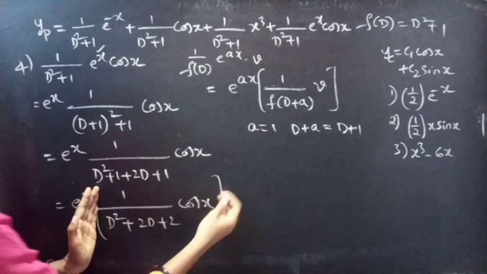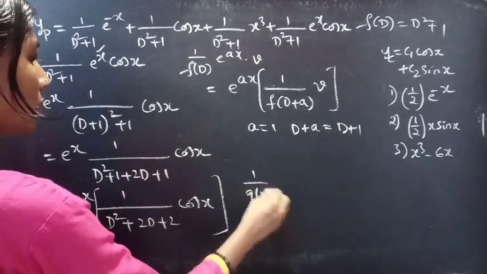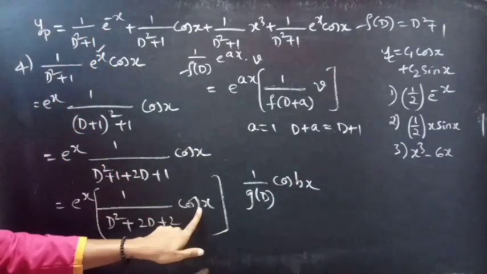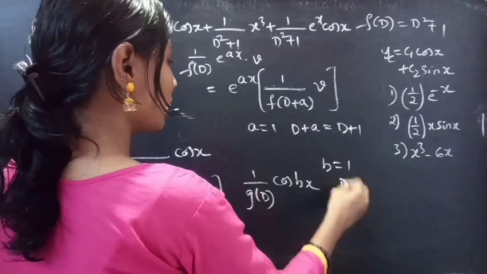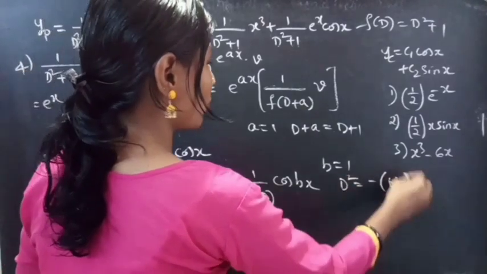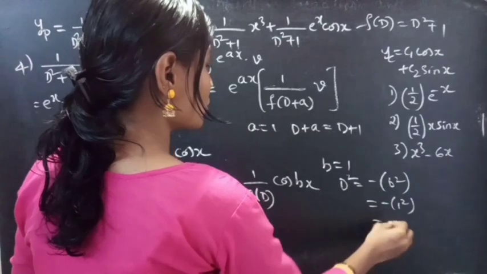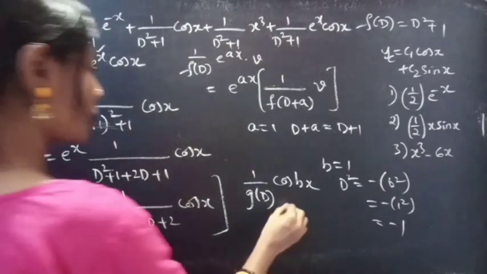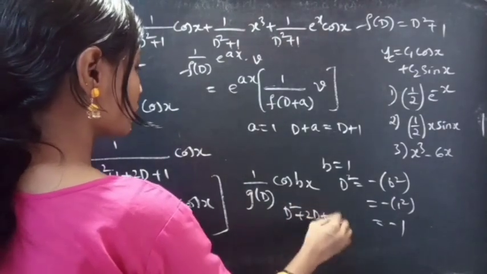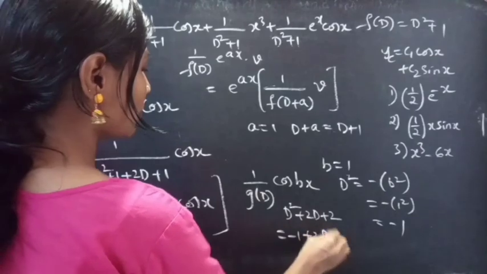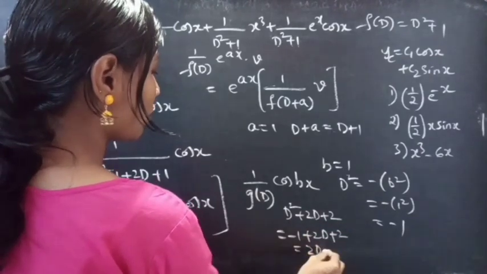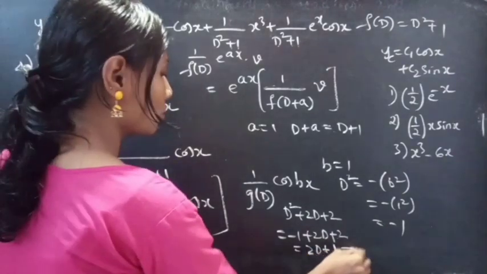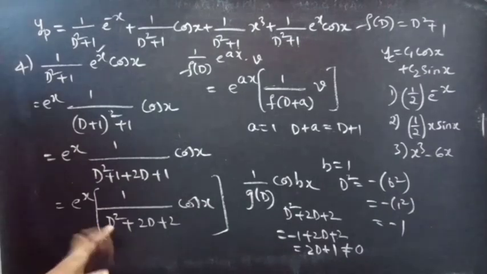Now, this is of 1 by some function of D into cos bx form. For b equals 1, we'll find D square, which is given by minus b square, which equals minus 1 square, equals minus 1. Now let's see what happens if we replace D square in the denominator. I'll take the denominator part. D square plus 2D plus 2 equals minus 1 plus 2D plus 2, which equals 2D plus 2 minus 1, that is plus 1, which is non-zero. So by replacing D square by minus 1, the denominator is non-zero.